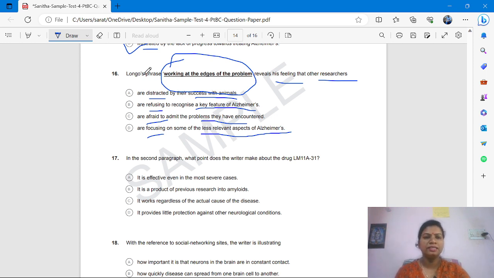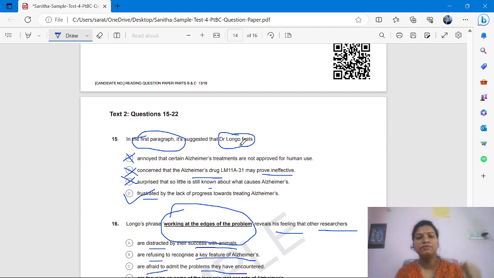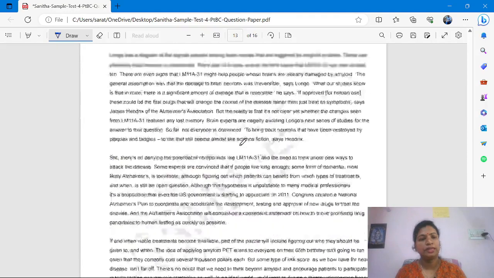Question 16. Longo's phrase, working at the edges of the problem, reveals his feeling that other researchers. We have to find out this phrase. The question and answers will be in sequence, so we have to go to the next paragraph.